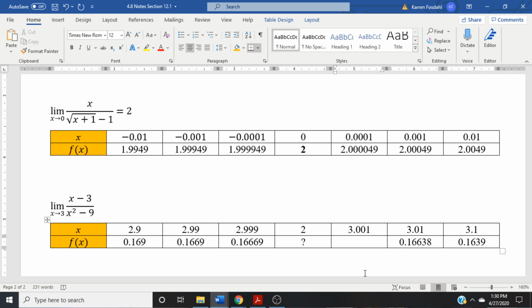So plug in 3.001 minus 3, divided by 3.001 squared minus 9. We should get 0.1663. Okay, so what number are we approaching as we go this way? Well, this would be approaching 0.16.